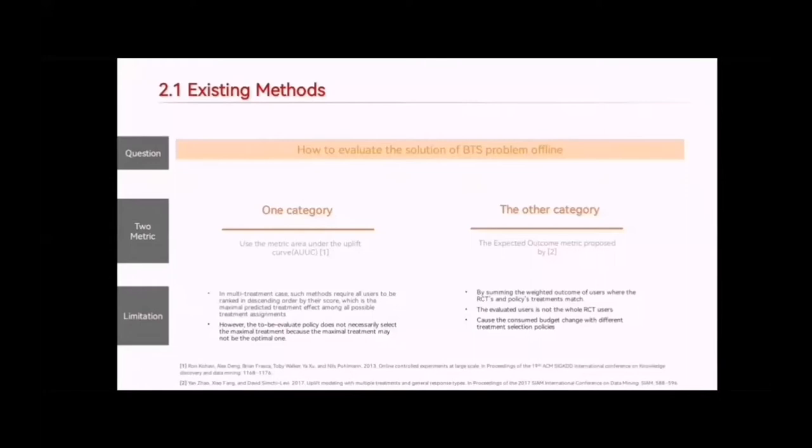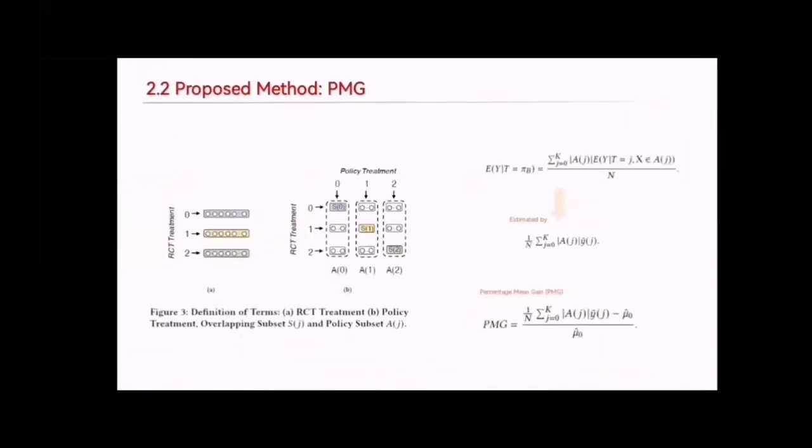The other category is the expected outcome metric, summing the weighted outcome of users where the RCT's and policy's treatments match. The problem is that the evaluated users are not the whole RCT users, which causes the consumed budget to change with different treatment selection policies. For the proposed method, we utilize the matching of RCT treatment and policy treatment.